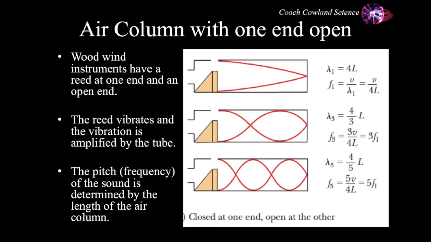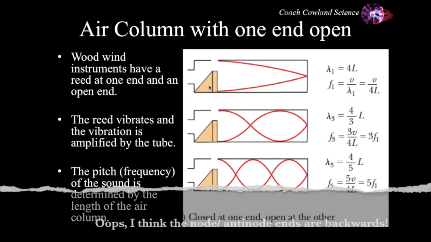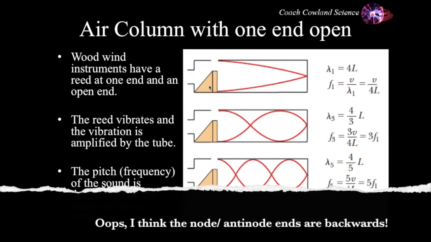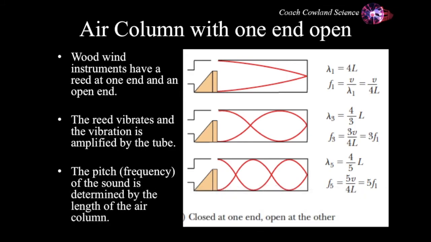When you have an air column that's open at one end, such as in a woodwind, the open end of the air column is an antinode, and the closed end is a node. So the relationship here is a little bit more complicated, a little bit different.